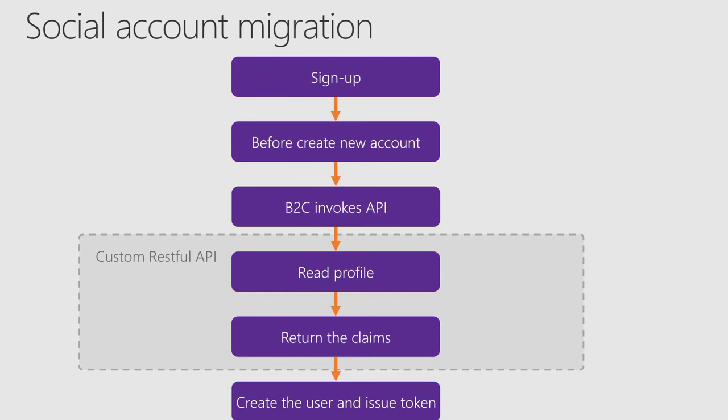The first time, for example, if a user uses a Facebook or Google account and clicks sign in with Facebook, B2C will call our REST API, we read the information from the identity provider and send it back to B2C. The end user can change his profile and create the account in Azure B2C.